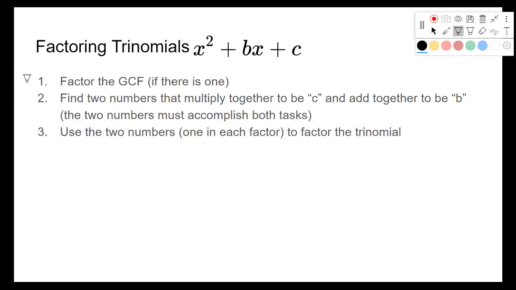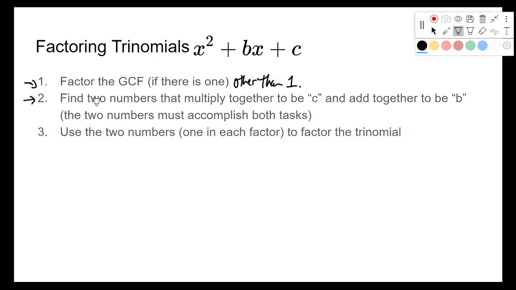So to do that, the first thing we're going to do is we're going to look to see if there's a GCF. We're going to factor the GCF if there is one. That GCF has to be something other than 1. If it's just 1, then you don't have to factor a GCF out at all. Okay? Now, to factor these trinomials, here's how we're going to do it.